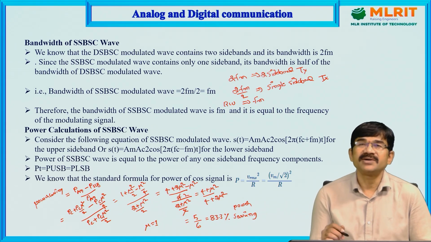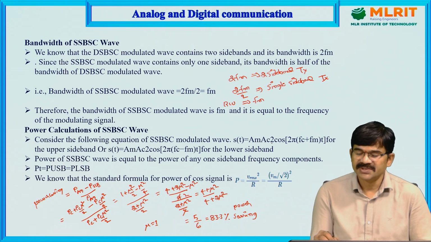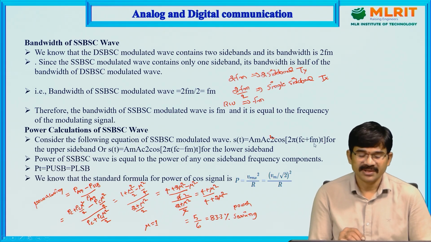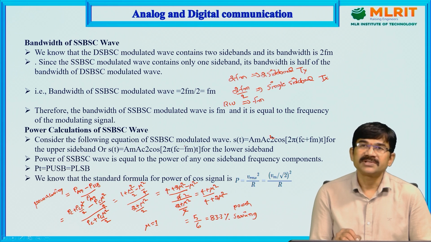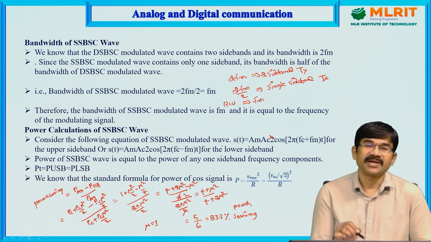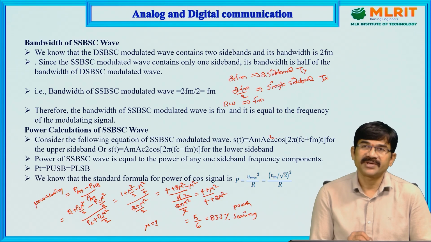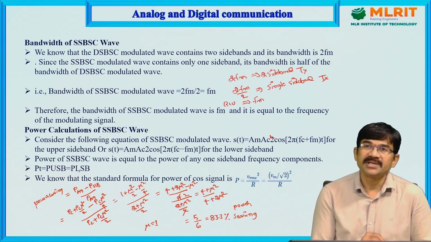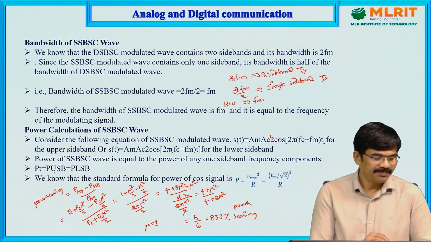What is S of t? S of t is Am Ac square cos 2 pi (fc plus fm) t for the upper sideband, or (fc minus fm) t for the lower sideband. We take one expression, either upper sideband or lower sideband, for the calculation of the power. The total power PT is equal to PUSB is equal to PLSB, the power utilized for the transmission of either sideband.